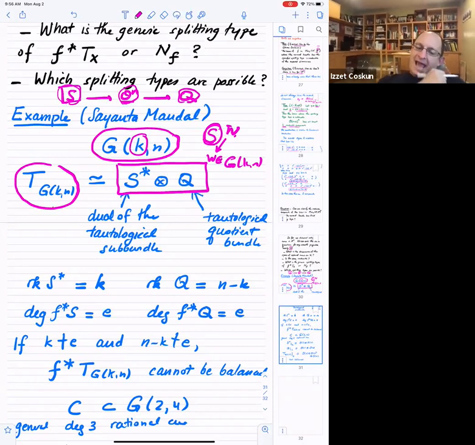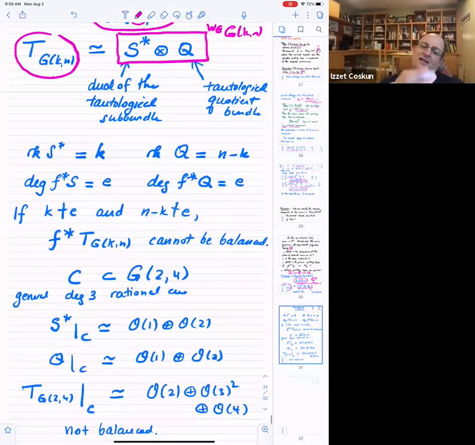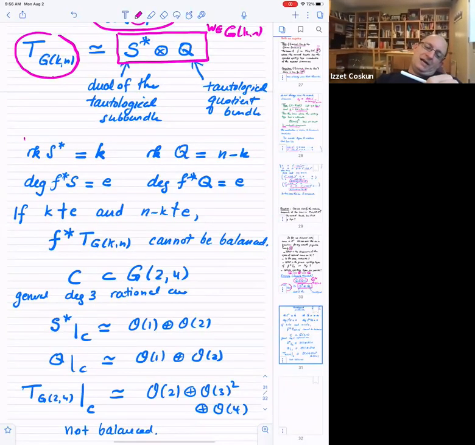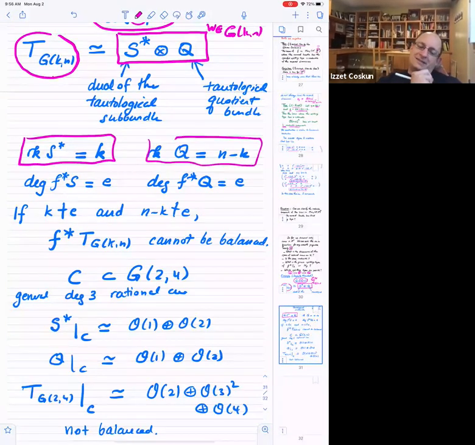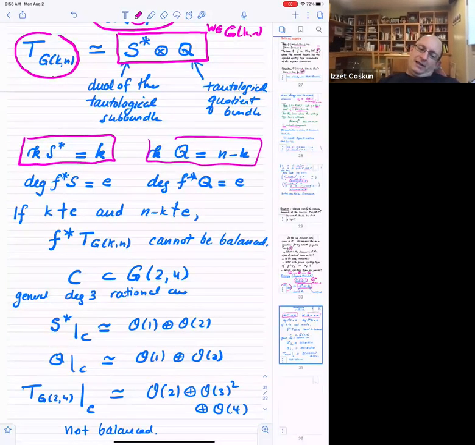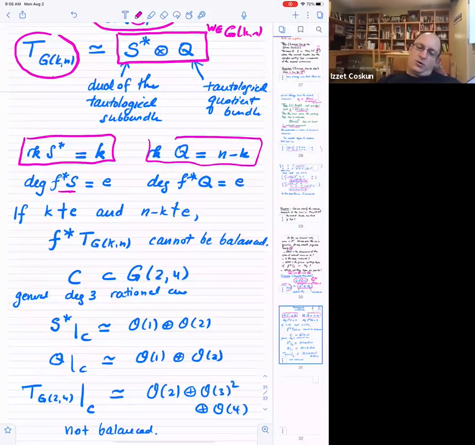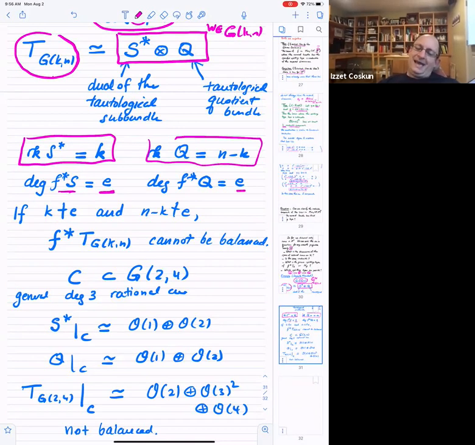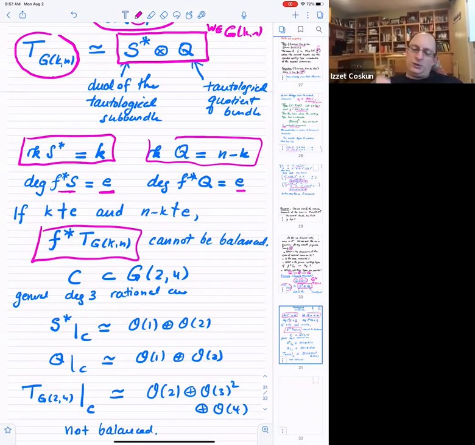So you see there's this extra information, right? If you have a rational curve in the Grassmannian, the rank of S dual is k, the rank of Q is n minus k, and say that the degrees of the pullbacks are e. If neither k nor n minus k divides e, then the pullback of the tangent bundle cannot be balanced. So for the general curve, it doesn't have to be balanced.